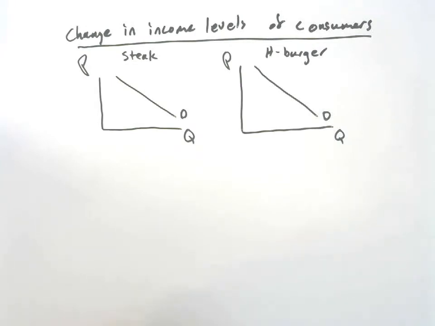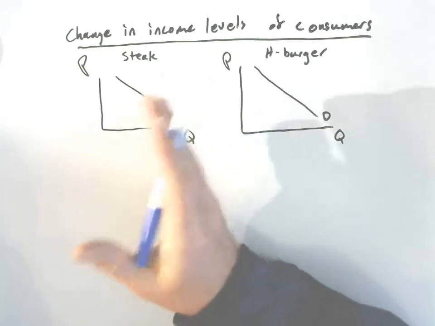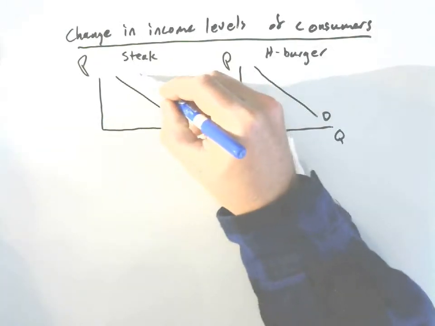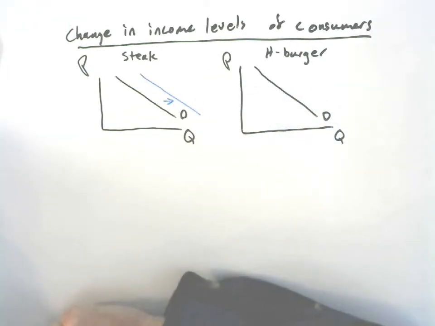So if income levels rise for some reason, for instance, the economy's growing, unemployment is falling, people are getting pay raises, they're doing better than they were yesterday. What would happen to the demand for steak at any price level of steak? Well, people would probably start consuming more steak. You would see an increase in the demand for steak.